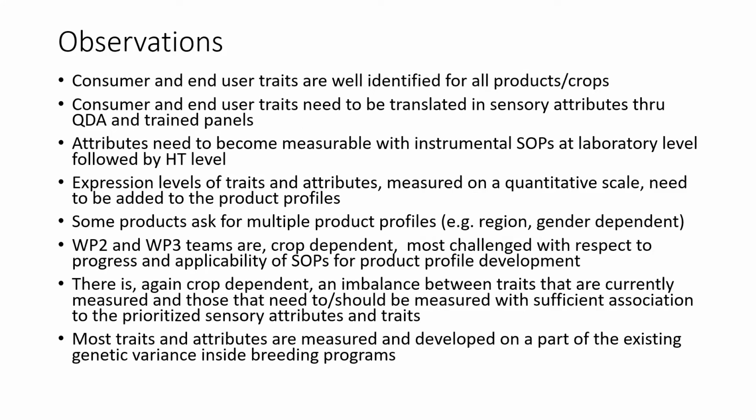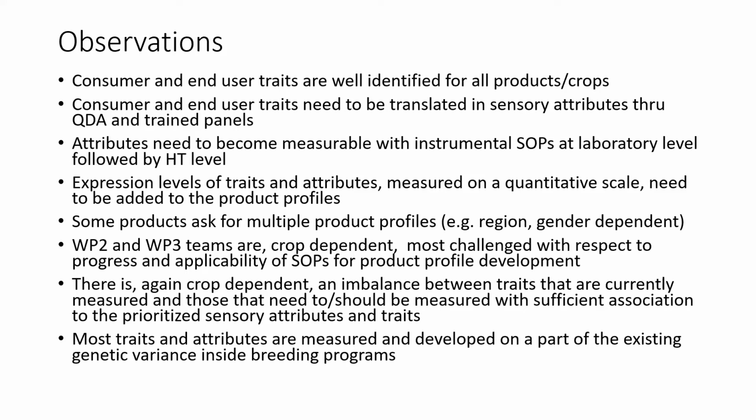The first observation is that the end user traits are well identified for all crops and all products. It's also an observation that consumer and end user traits need to be translated into sensory attributes through quantitative descriptive analysis and trained panels. That is partly well done, partly seriously delayed because of COVID, and partly on the way. The attributes need to become measurable with instrumental methods at laboratory level, at medium level, at wet chemistry level, and later at high throughput level.